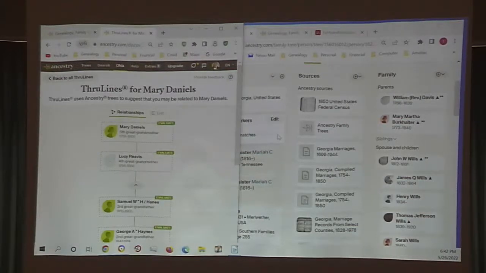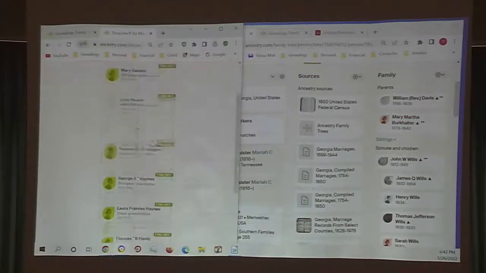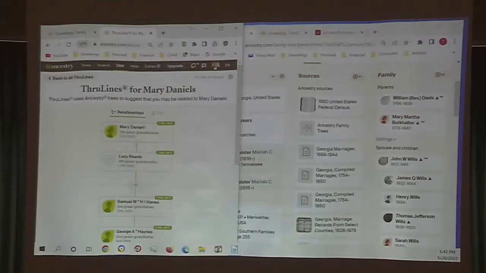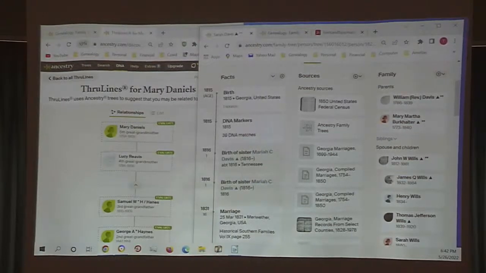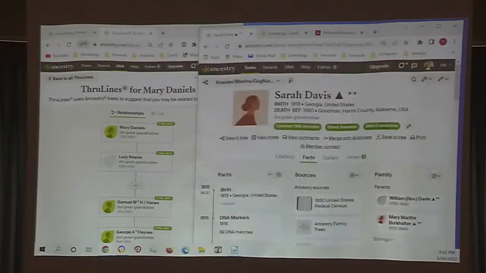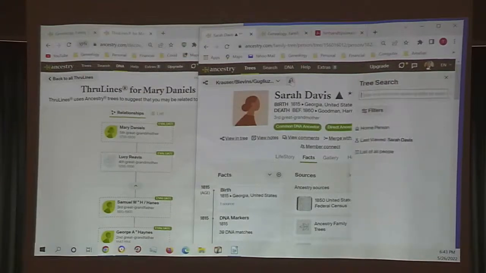So when I have matches that somehow I got her name, I'd have to bring her up over here. So here's where you can do the dual screen. And I can, oops, go to the top here. And there's that little tree search right there. So let's go to Mary Daniels.